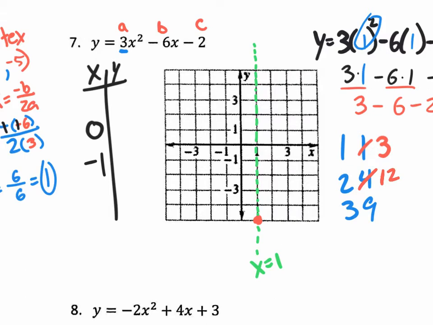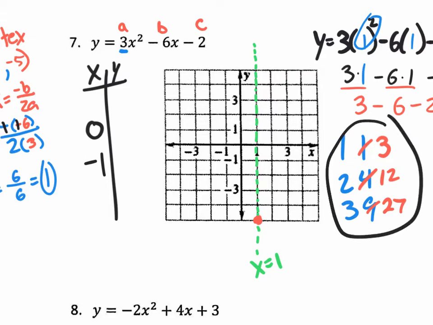So all you have to do on this last one, 9 times 3, that's 27. That's not going to be on the xy plane. So anyway, let me use this pattern of 1, 3, 2, 12, 3, 27. Let me ask you this. Is this opening up or down? Up. Why is it opening up? Because the a value is positive. So my first pattern movement is from the vertex 1 over and 3 up. 1, 2, 3. Let's put a dot right there.